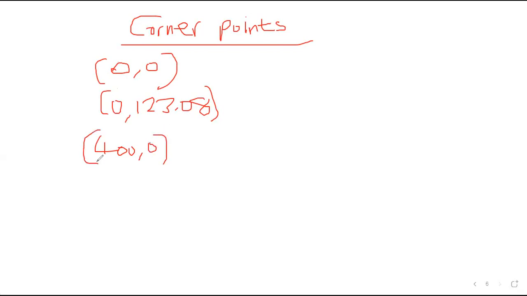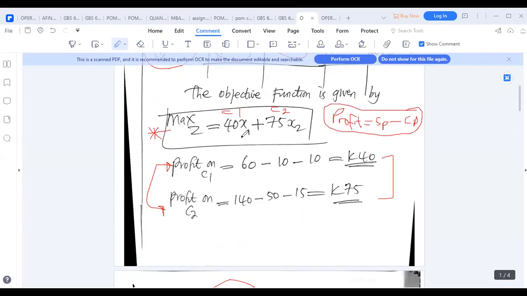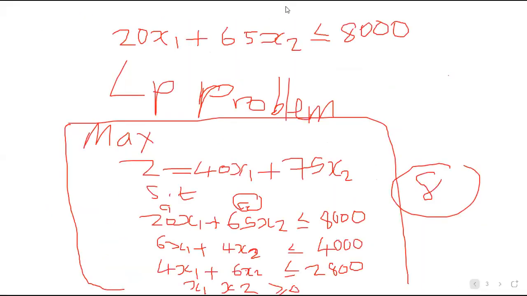So these are the corner points of this problem. We are maximizing our objective function, Z, which is equal to 40x1 plus... So in a nutshell, what I'm trying to explain here is that our objective function is from here. We are maximizing this objective function, and it is obtained from the information given in the question. And these are the constraints that we have.